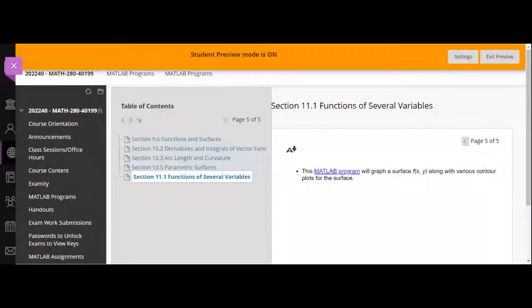I have a MATLAB program that will graph this particular surface, the one for figure 10, from example 9 in section 11.1. It'll graph the surface along with various contour plots for the surface. So go ahead and click on the link. It should bring the program up, and then copy the code and paste it into the editor. Okay, so you can go ahead and do that.